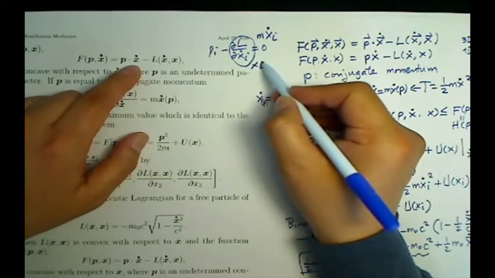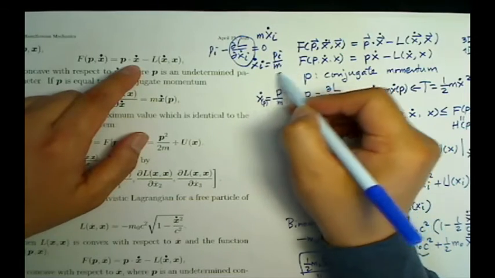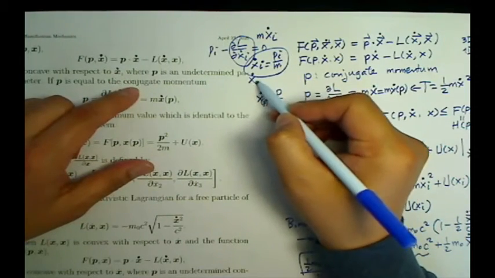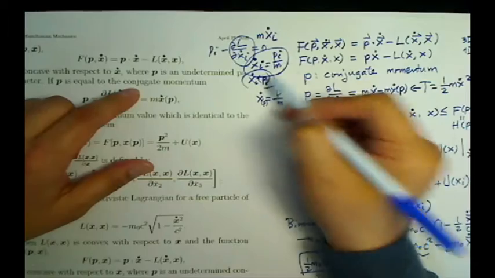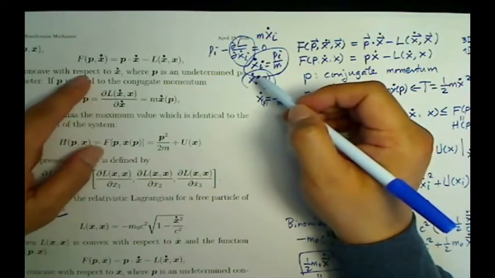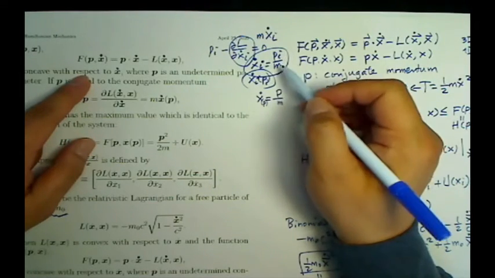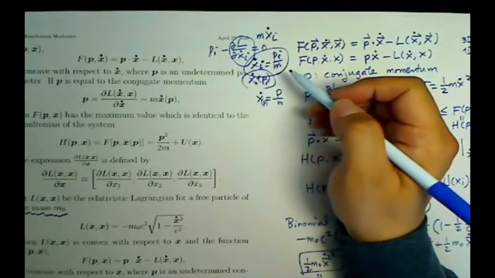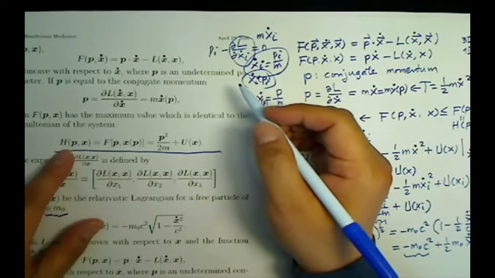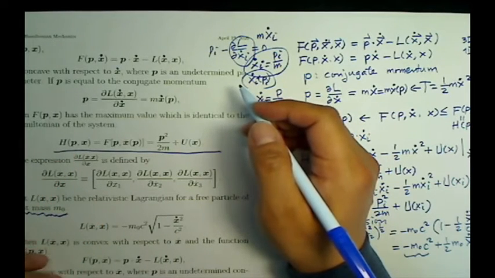Therefore, x i dot equals p i over m. This f function has the maximum value when x i dot is replaced with p i over m. As a result, we were able to find the Hamiltonian for the three-dimensional motion of a particle.